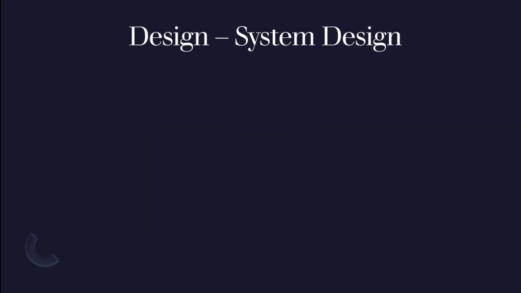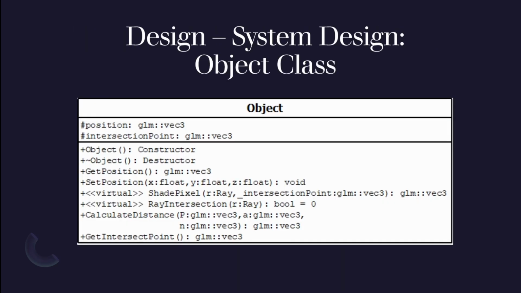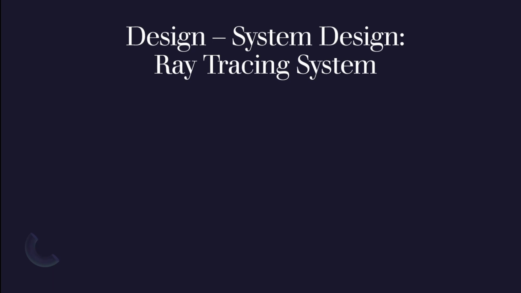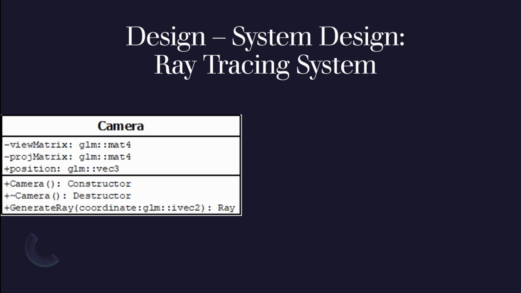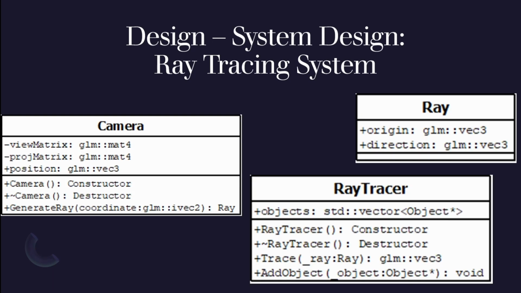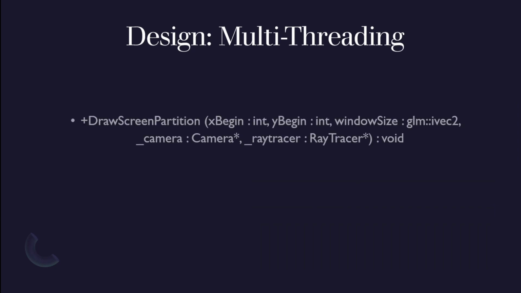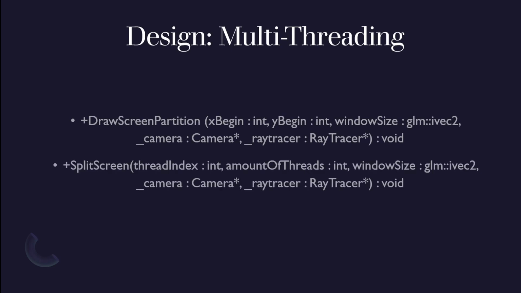Now let's talk about the system design. The different classes are the object class, the sphere class, which inherits from the object class, and finally the actual ray tracing system, which includes the camera, the ray, and the ray tracer. The camera generates the ray for every pixel which is traced using the ray tracer. The multi-threaded part of the program is made up of two functions. One function to draw any part of the screen called drawScreenPartition, and one function to split up the screen into any amount of portions called splitScreen.